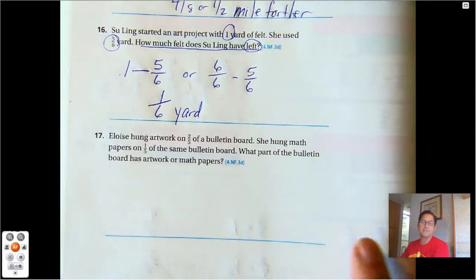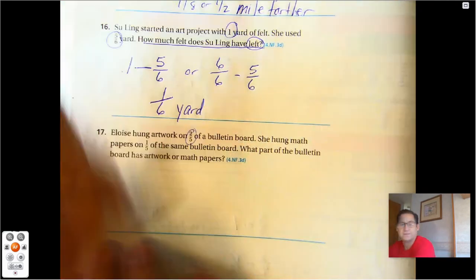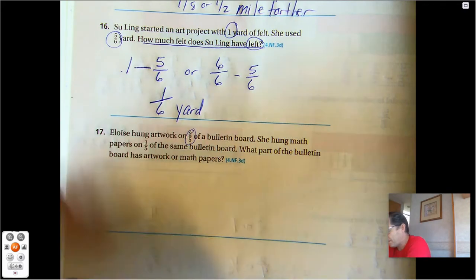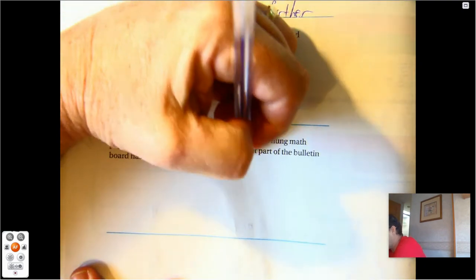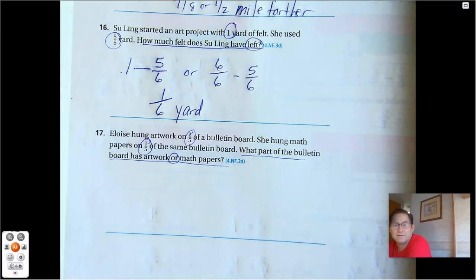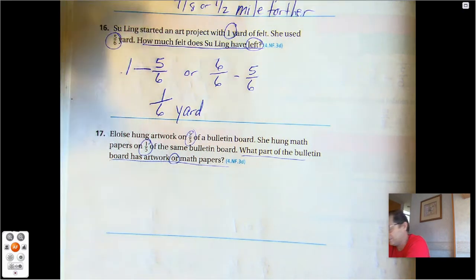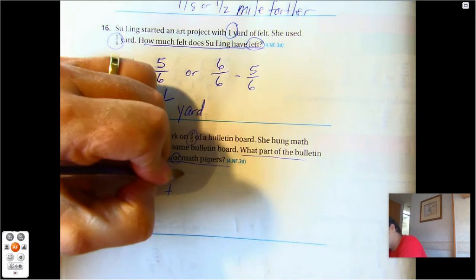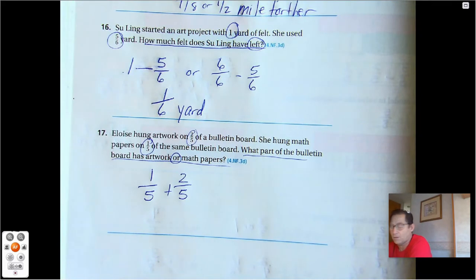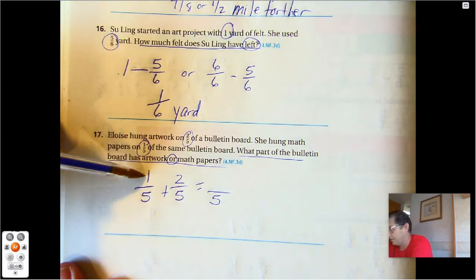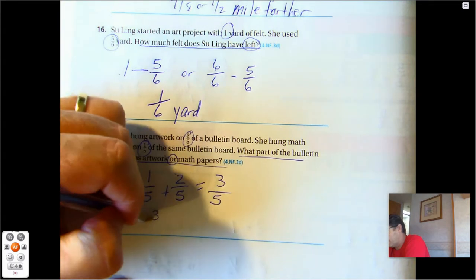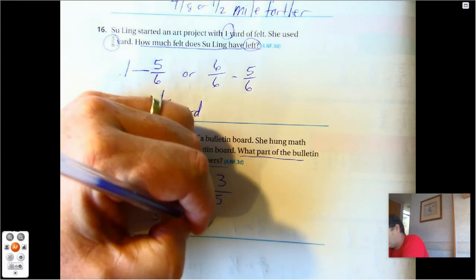And 17. Eloise hung artwork on 2/5 of a bulletin board. She hung math papers on 1/5 of the same bulletin board. What part of the bulletin board has artwork or math papers? Okay, so when we see or like this in math, that's implying that we need to add them together. It doesn't matter whether it's art or math. How much do we have of those two choices? So 1/5 plus 2/5. Well, the fifth size pieces are the same. So how many of those five sections on the bulletin board are being used? 1, 2, 3. 3/5, artwork or math.